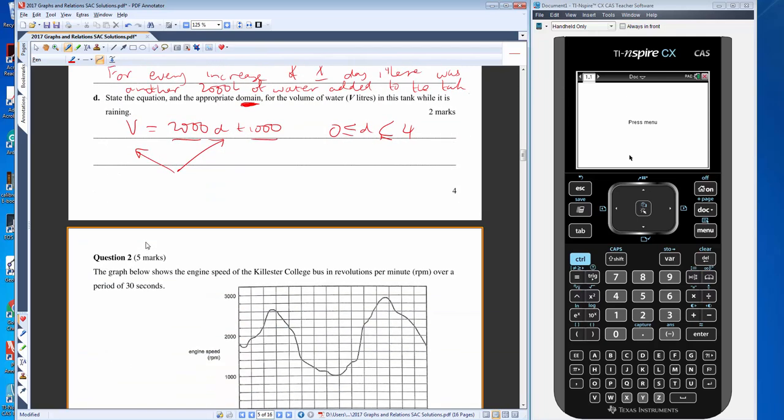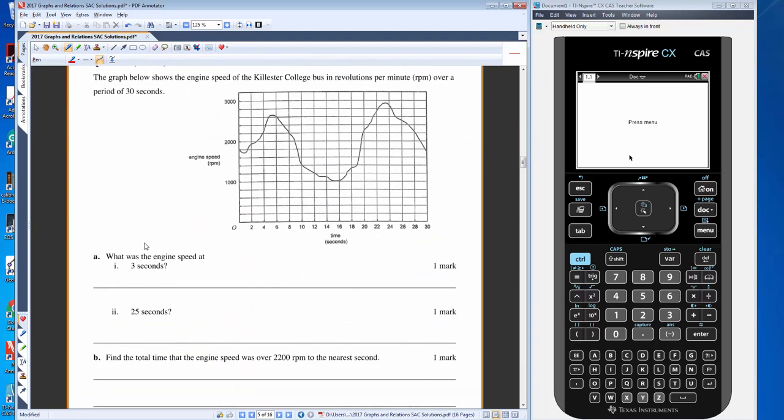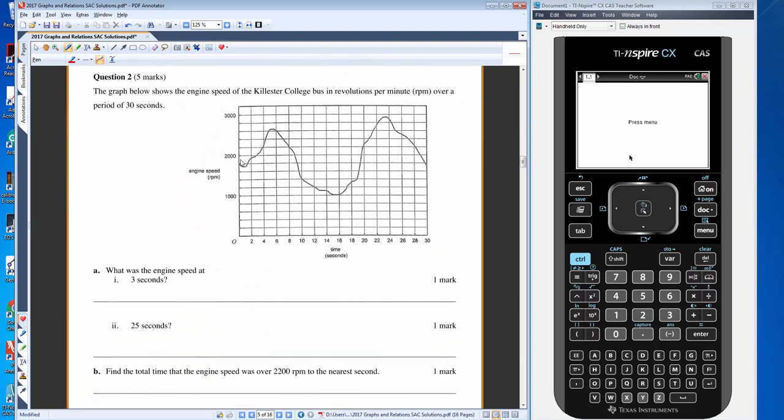Okay, so on to this question here. A lot of you did quite well on this one. We've got the Colester College bus, and we're measuring the engine speed in RPM over a period of 30 seconds. At 3 seconds, which is roughly here, we're saying it's about 2000 RPM. And at 25 seconds, which is there, that's where we are, so there's 2200, 2400, roughly 2600 RPM at that point in time.